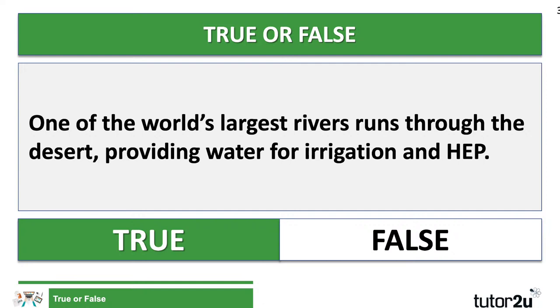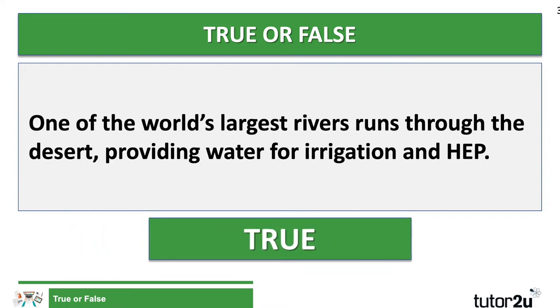Right, question number three. So one of the world's largest rivers runs through the desert, providing water for irrigation and hydroelectric power. Can you pop your answer down? Or pop it into the chat box, please. So true or false? Okay, if we can have a reveal, please. Yep, we've got the Colorado River. Now, this actually supplies 40 million people with their water supply through the regions and the states across the USA.